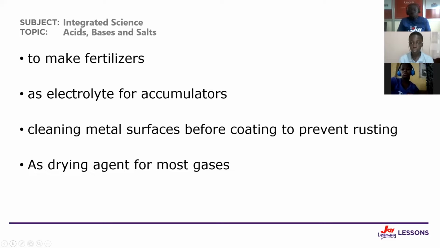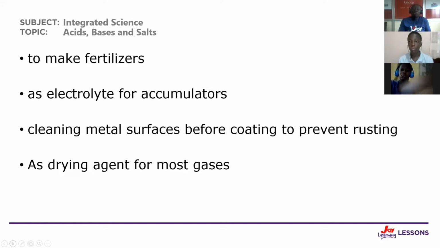It is also used in cleaning metal surfaces before coating to prevent rusting. So if you see an industry that uses metals, before they use the metal, they'll have to clean the surface, and then you can apply the paint, anti-rust, or whichever material they want to use.